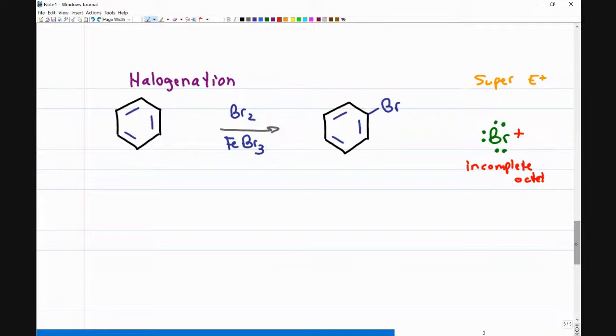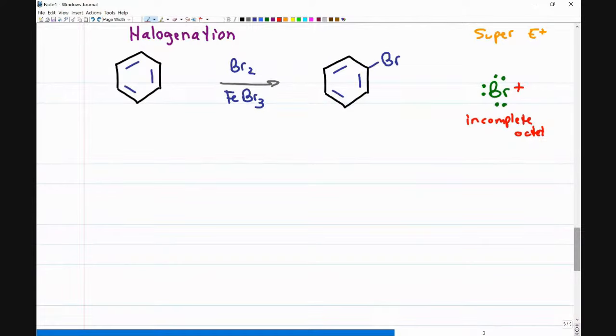The second reaction that you have to know is aromatic nitration. When you hear the word nitration, what group comes to mind? What are you picturing? Nitration should make you think of a nitro group.